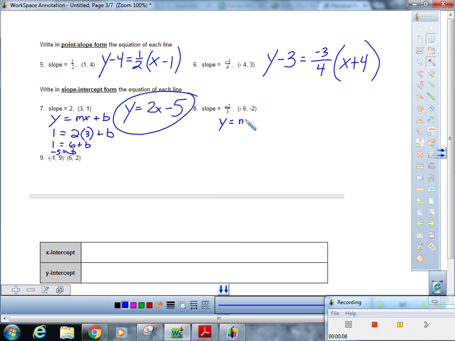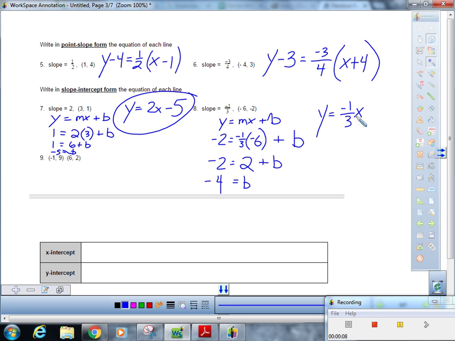y equals mx plus b. Our y is negative 2. Our m is negative 1/3. And our x is negative 6. Subtract 2 from both sides. Now I've found my b. It's negative 4. My slope is negative 1/3, so my answer is y equals negative 1/3 x minus 4.